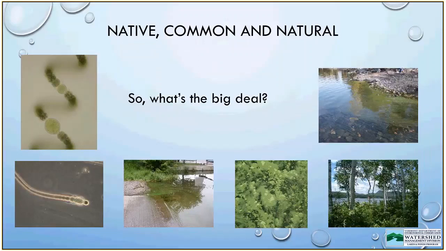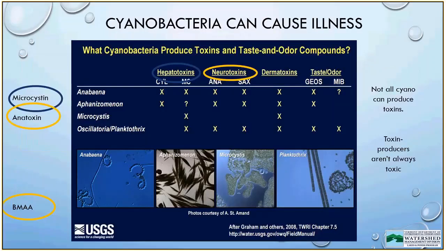So these organisms are native to Vermont. They're common, they're natural. So why are we actually here talking about them today? That's because cyanobacteria in some cases can produce very potent toxins that are harmful to humans and to animals. Not all cyanobacteria are able to produce these toxins. They don't have the genes to do so. And even if they have the genes, those genes may not necessarily be turned on and producing toxins.